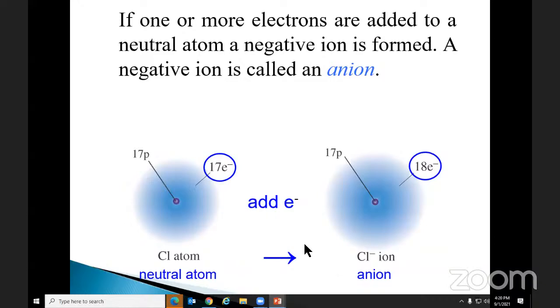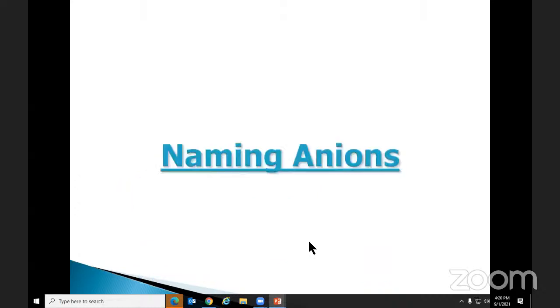So we're going to look at how we name ions that are formed as a result of adding electrons to an atom. As I said before, the negative ion is called an anion. So this will be the anion formed from the chlorine atom. So as promised, we're going to talk about how we name anions.